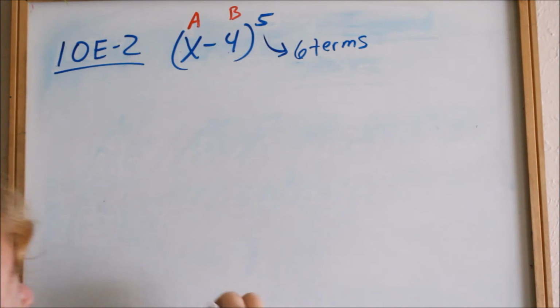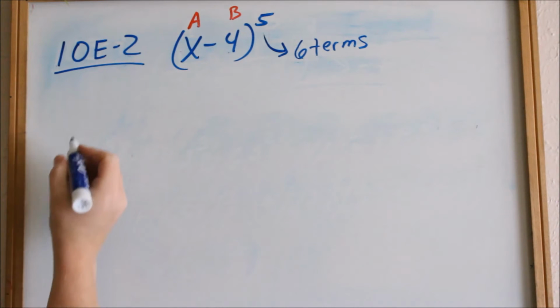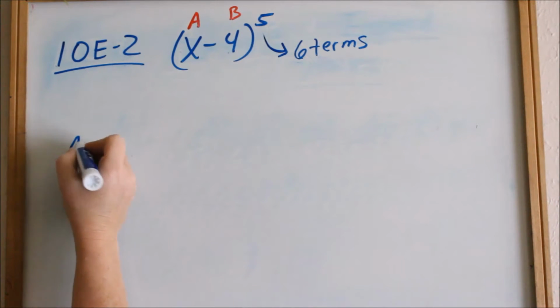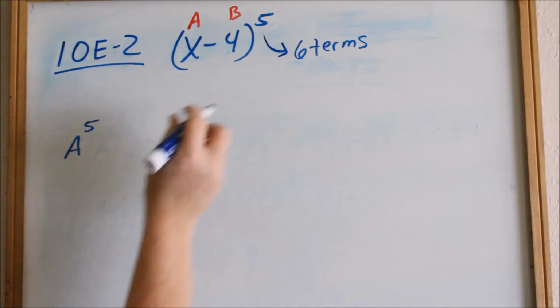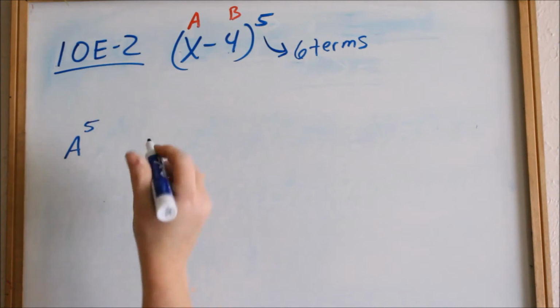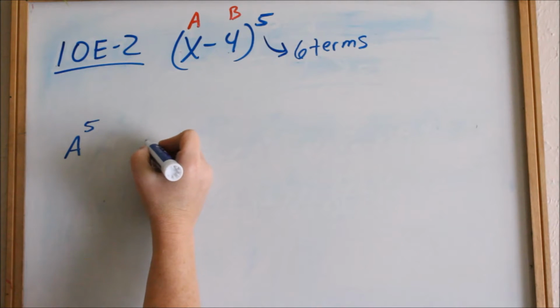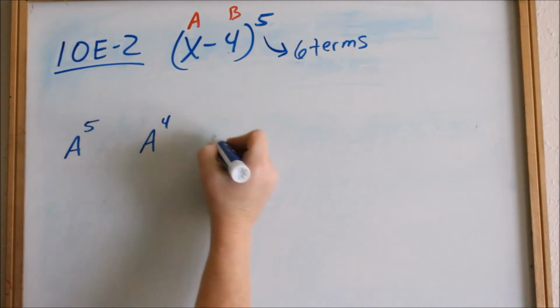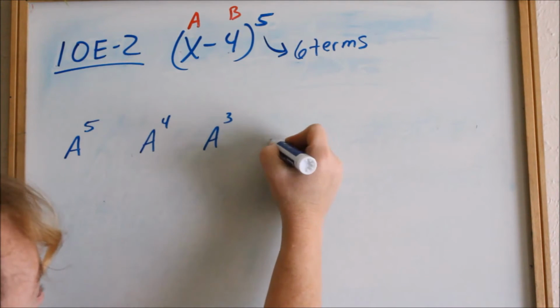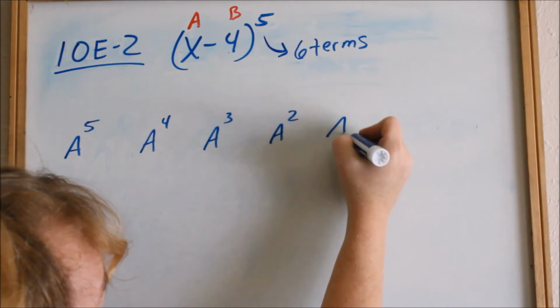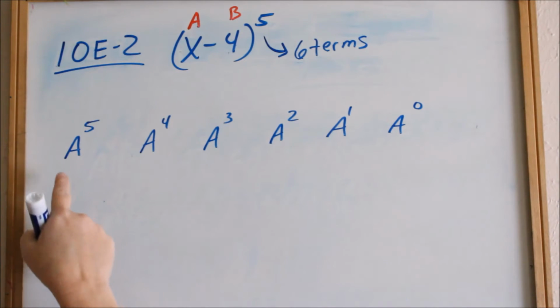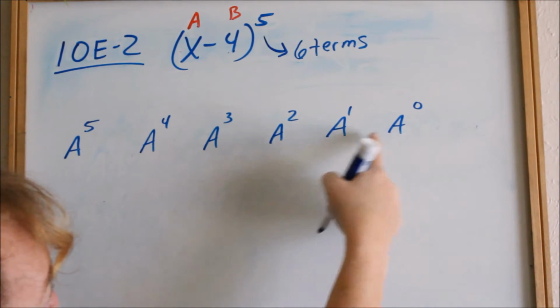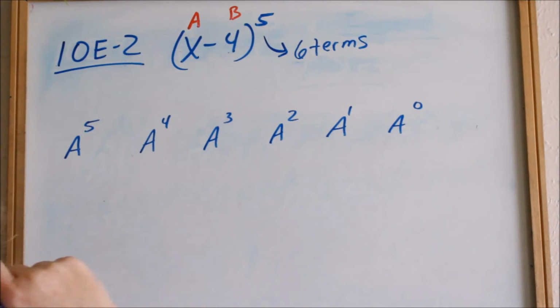My highest exponent will be to the 5th. So I'm going to start with writing my formula with A's and B's. So A, the highest, will be to the 5th since we're raising to the 5th power. And my A's will count down. So then A to the 4th, A cubed, A squared, A to the 1st, A to the 0. 1, 2, 3, 4, 5, 6. So that's going to make my 6 terms.